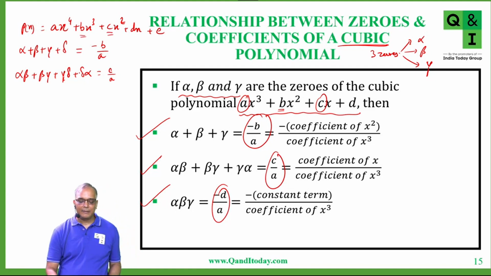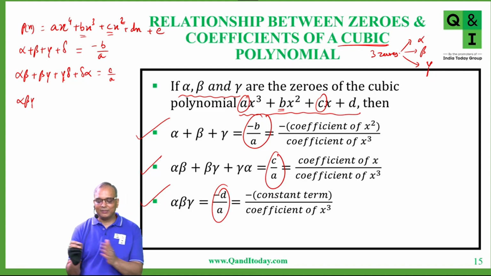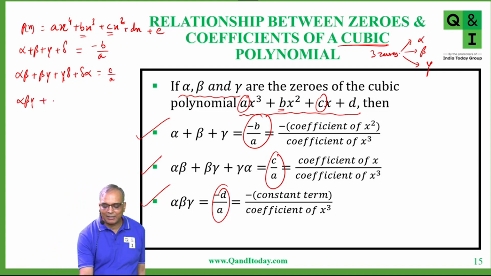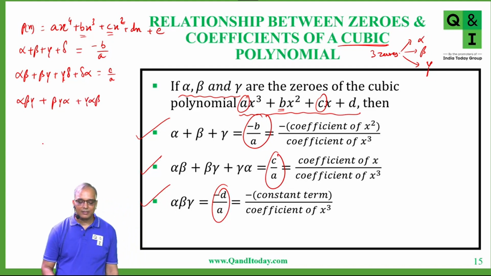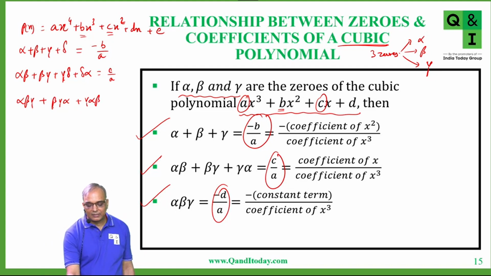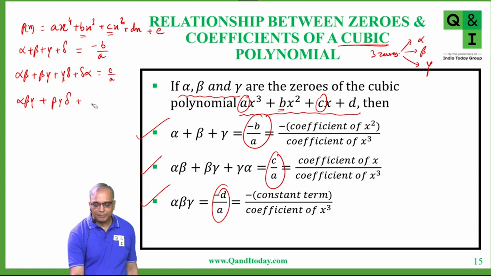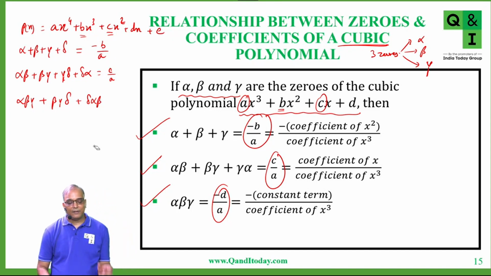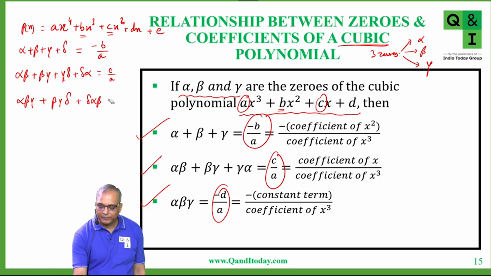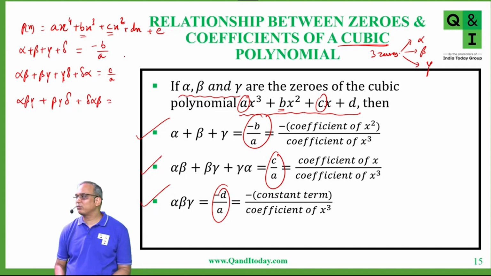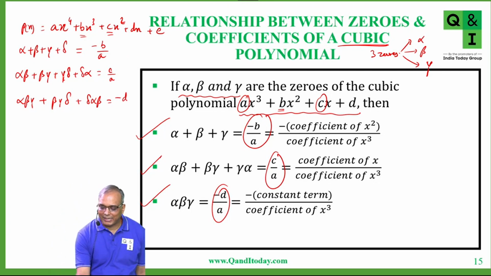We started with b. Now, if we have to take three terms at a time, alpha beta gamma plus beta gamma delta plus delta alpha beta. Right. These are the three. What is this equal to? So this is c, and after c, what are you going to get? d. So we will have minus d by a.